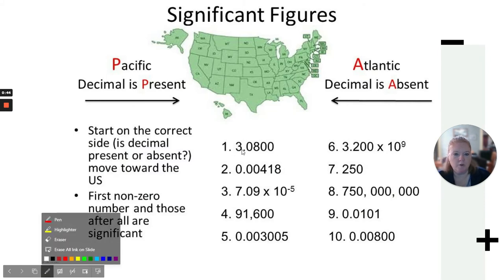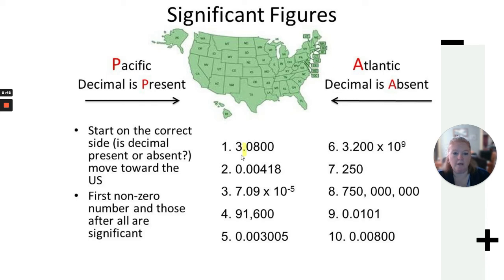Okay, so looking at this number right here, I have a decimal right here. That means the decimal is present, so I start going this way in the number. I look: is this number a 0? Negative. So I count every single number: 1, 2, 3, 4. It has 5 significant figures.